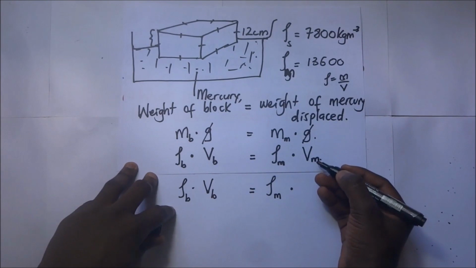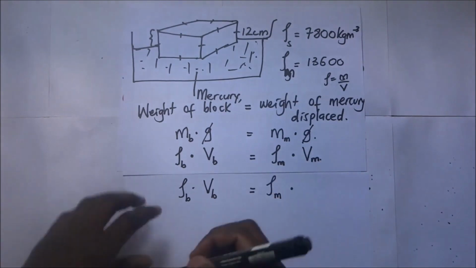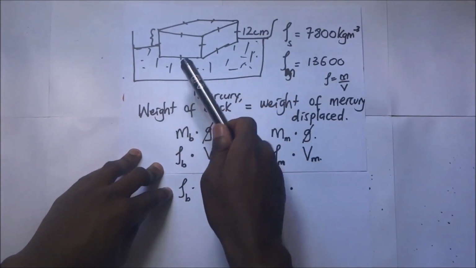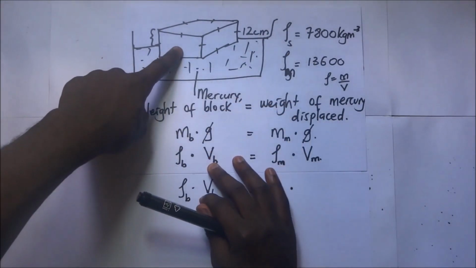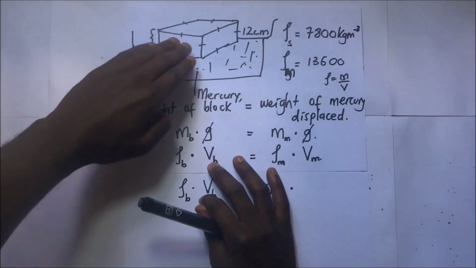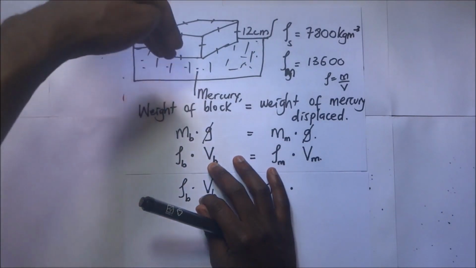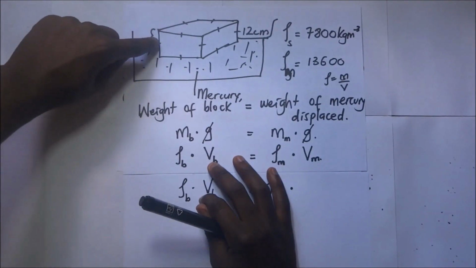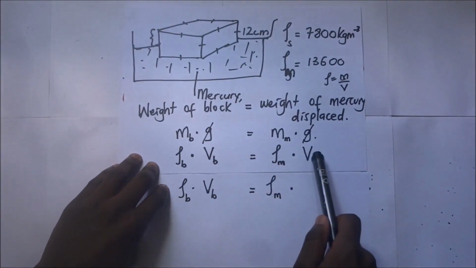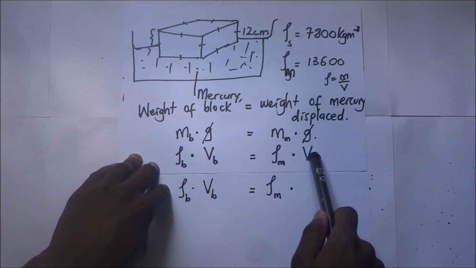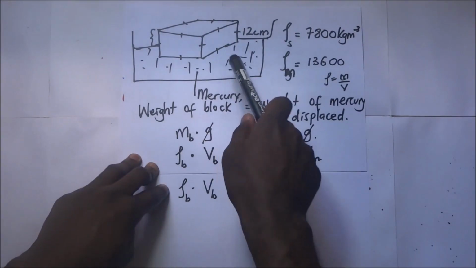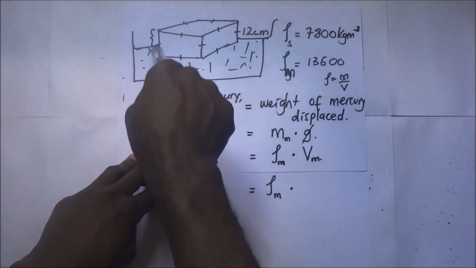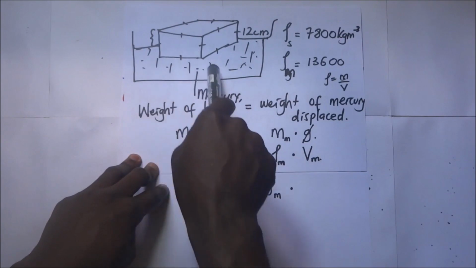Now the volume of the mercury that has been displaced is equivalent to the volume of the block that has sunk in. Remember, this is a floating body. When it is floating, not the entire volume of this cuboid is going to sink inside. Part of it will sink into the mercury, part of it will remain out. So the volume of the mercury that has been displaced is equivalent to the volume of this cuboid that has sunk into the mercury surface.